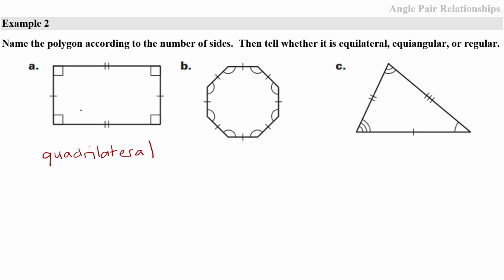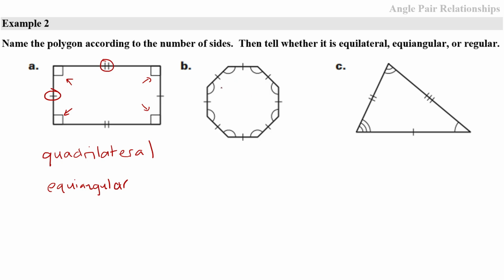In this quadrilateral, you notice that all the angles are right angles, so they're all congruent, and it is equiangular. But it is not equilateral, because this side is not equal to that side. All sides are not equal, so it's not equilateral. So it's just an equiangular quadrilateral.